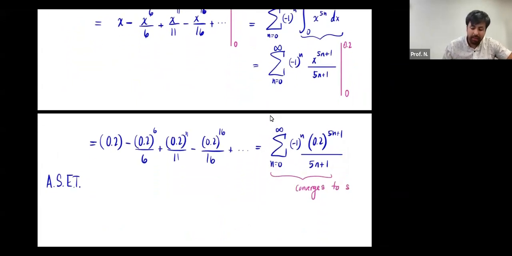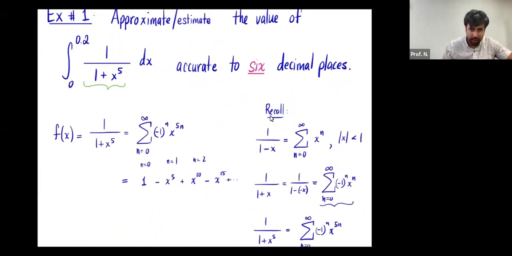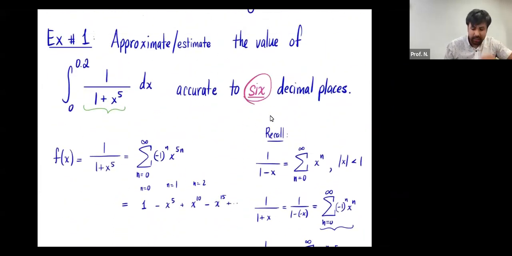Now, I want to approximate this limit to 6 decimal places. So then how do I interpret this? It means that whatever the remainder is, it should be less than 10 to the -7th, or in other words, 0.00000001. Remember, I want the first 6 decimal places for the error to be 0. That's what this is saying.